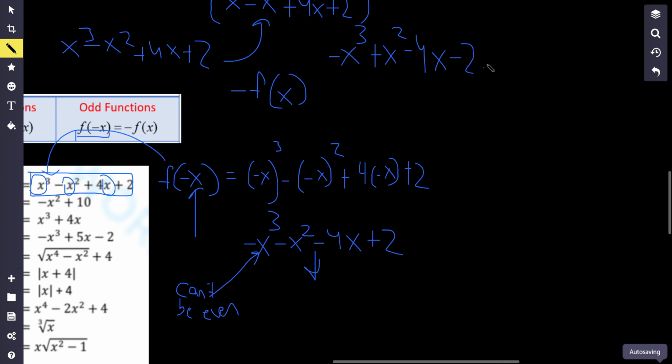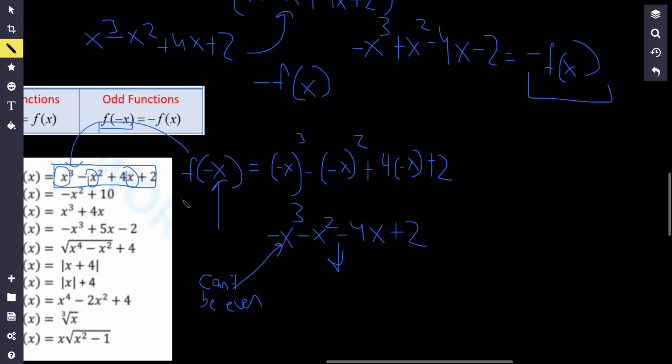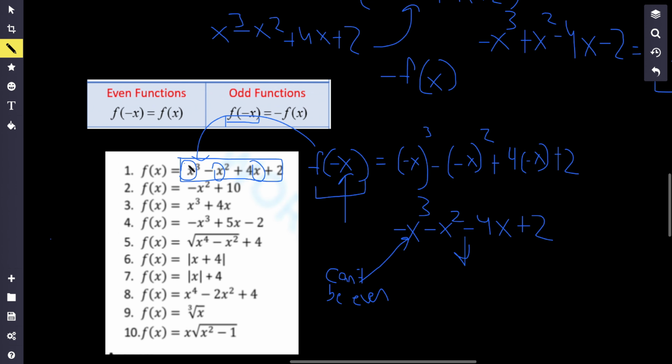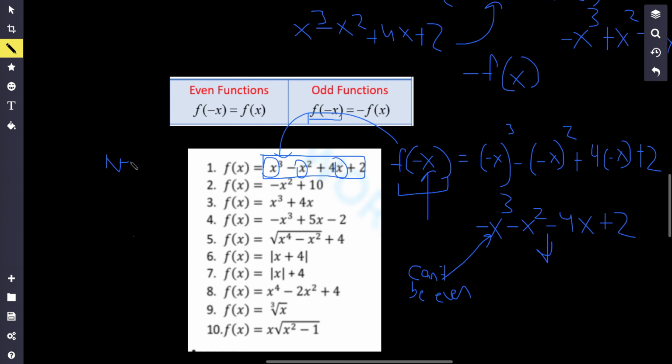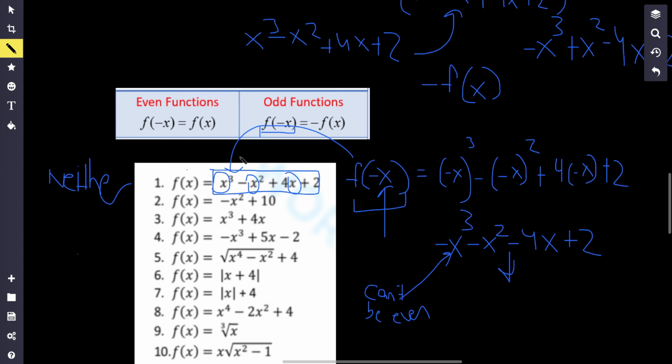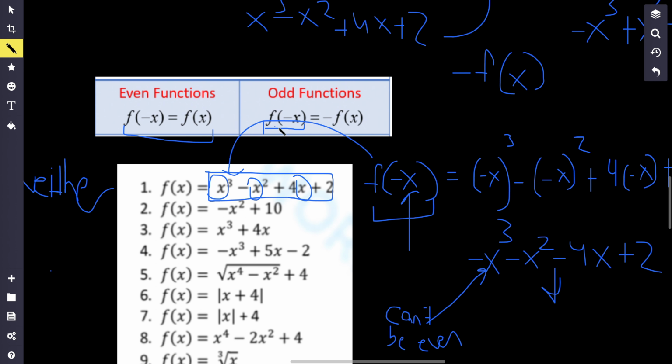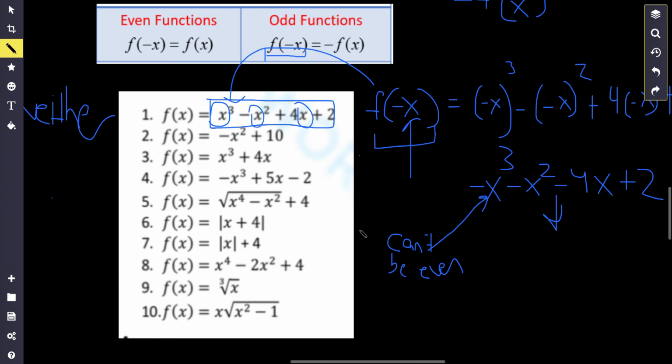And you notice how f of negative x is not equal to negative f of x, meaning that this function right over here is not either. It's not odd or even. It's neither. All right, because it does not follow any of this formula. It does not follow these two formulas. On to the next question.